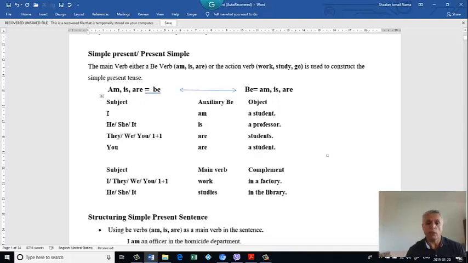For example, we have the subject, I, always takes am. Then we have the object. Then he, she, it takes is, for example, she is a professor. They, we, you, or 1 plus 1, sometimes we say we have two things added to each other. You use this for a group, it's more than one person, then they take are. Then here the object has to be plural. Or sometimes we talk about you, only one person, then it also takes are.